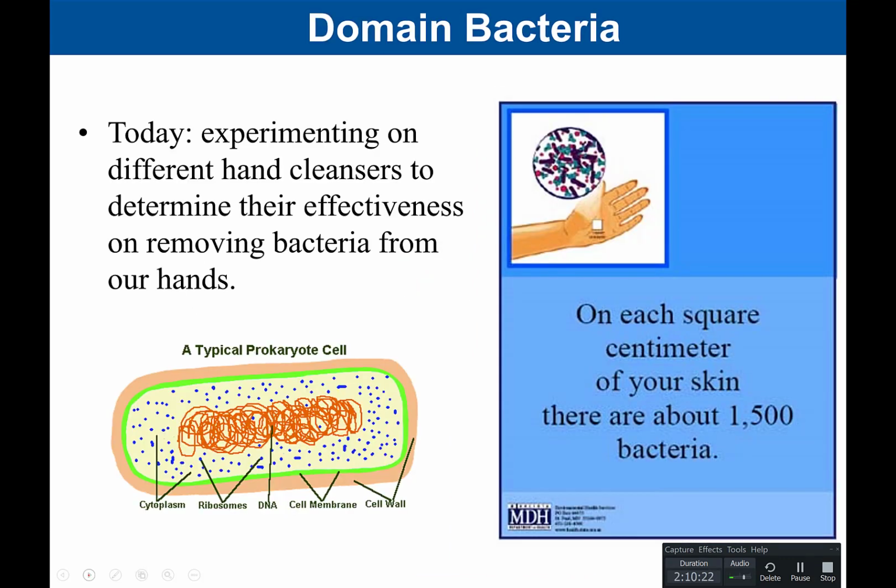The last part of this experiment is looking at the effectiveness of hand washing. And so bacteria, right? Bacteria are prokaryotic cells. They're very simple. They have, in many cases, one circular chromosome. Remember that they don't have membrane-bound organelles. They do have ribosomes because ribosomes are used for protein synthesis. They have cell membranes and they have a cell wall.